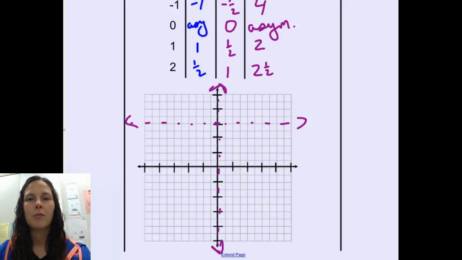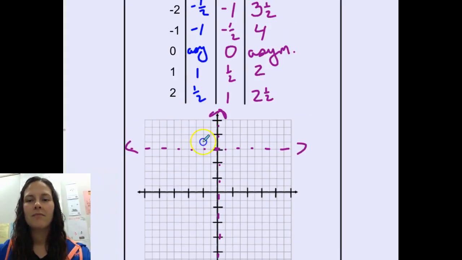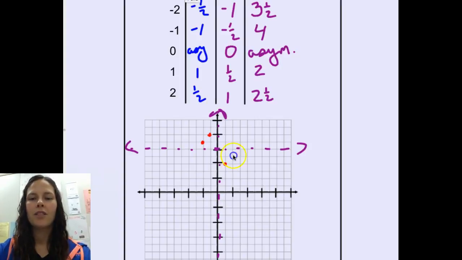And then we will plot the points from our second 2 columns. Starting at -1, 3.5, -1/2, 4. On the other side, we had 1/2, 2, and 1, 2.5. Remembering what the parent function looked like and using those asymptotes, we have 2 curves that go between those asymptotes.